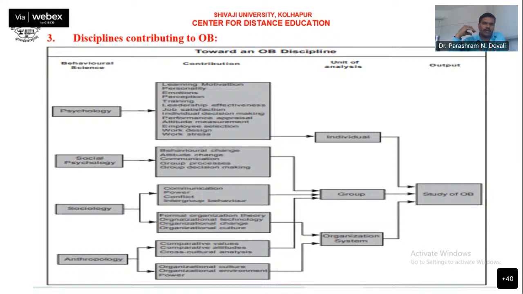Then socially, we can say one organization, we can say society, where we need proper communication, where we may assign power to a specific person or to all persons. The nature may be different. We may face some conflict. Intergroup behavior is there. Then formal organization theory, organization technology, organizational change, organization culture. All these things we want to consider in group behavior.